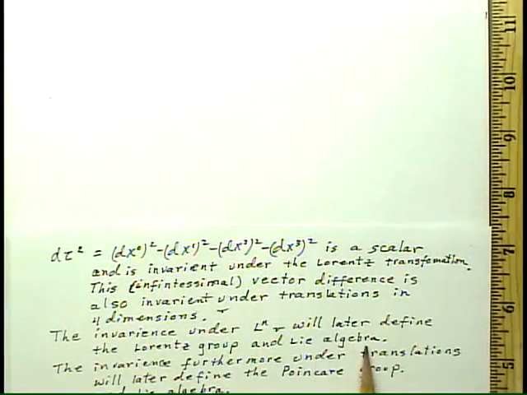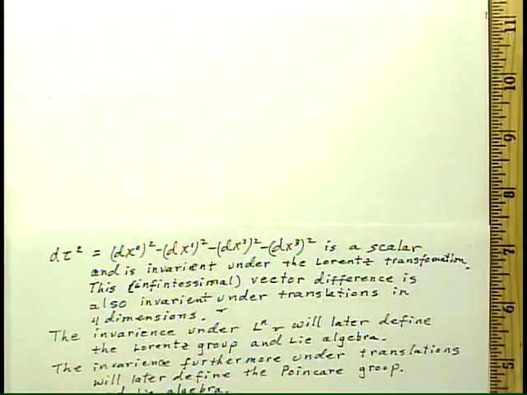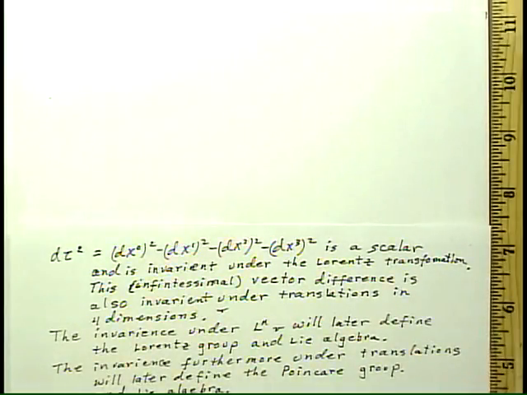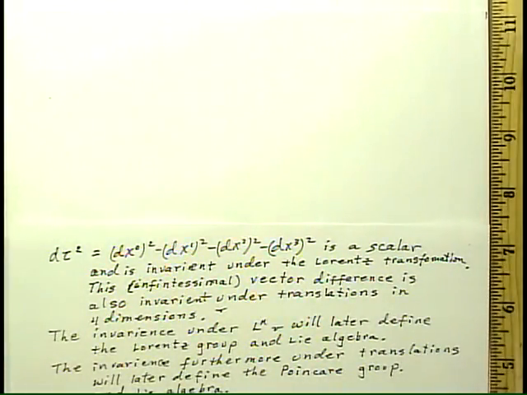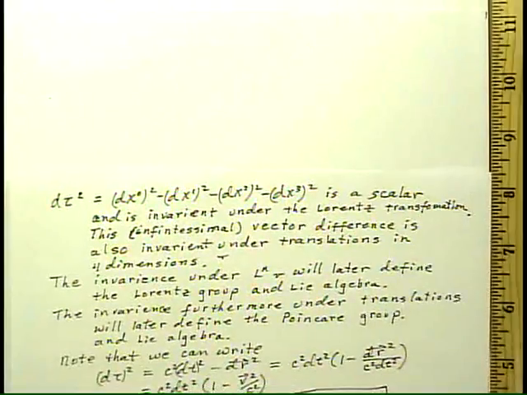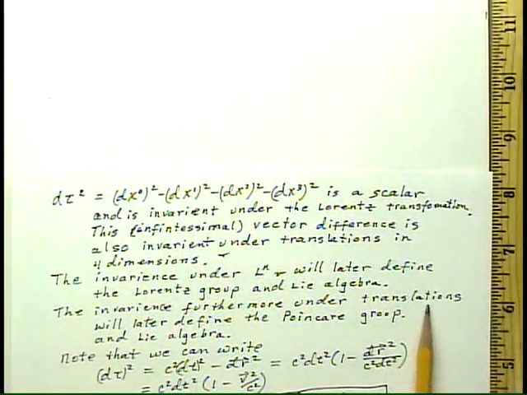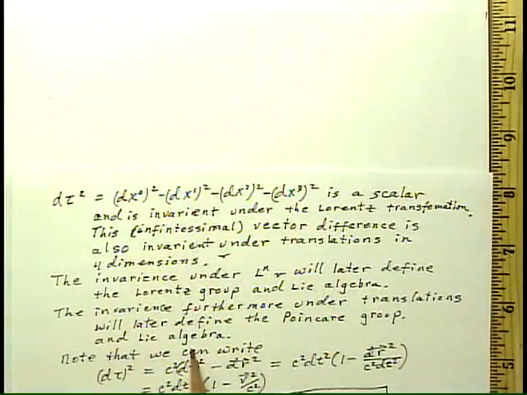The invariants under the Lorentz transformation L mu nu will later define what we call the Lorentz group, and consequently the Lorentz algebra, or the Lie algebra that's associated with the Lorentz group. The Lie algebra will be seen as infinitesimal transformations moving to a frame of reference that's moving at a slightly different velocity. The invariants, furthermore, under the translations will later define the Poincare group and its associated Lie algebra.